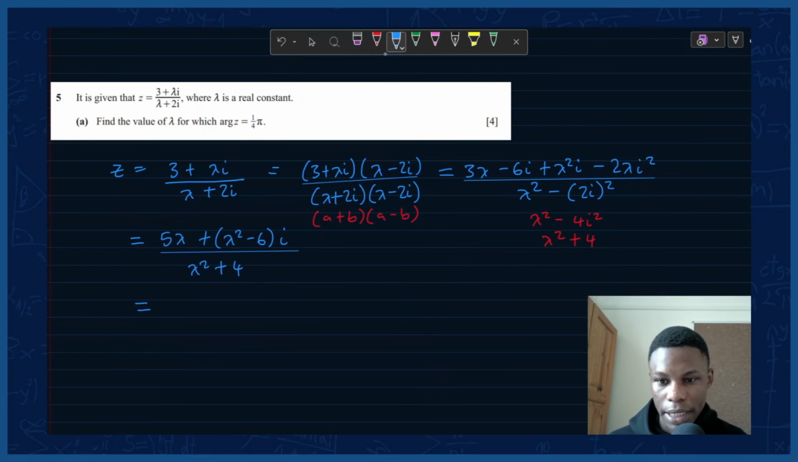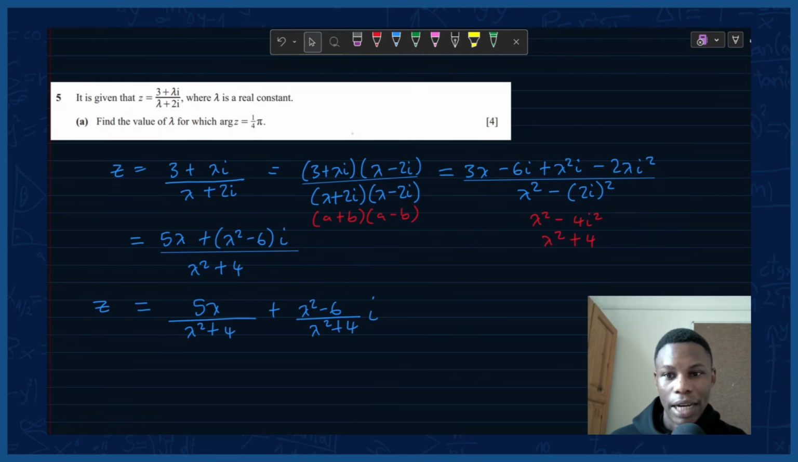Distribute the denominator, so I've got 5 lambda divided by lambda squared plus 4, plus lambda squared minus 6 divided by lambda squared plus 4, multiplied by i. This is z. We now have z in Cartesian form, or the form x plus iy. And because we have it in that form, we can now just calculate the argument in terms of lambda first, and then we compare that to pi over 4.